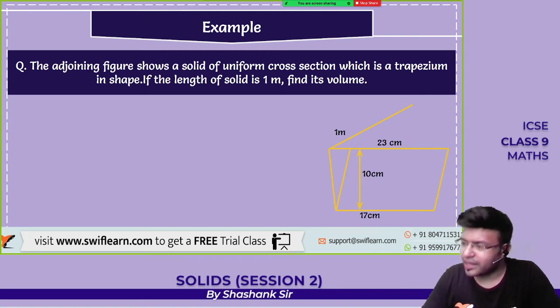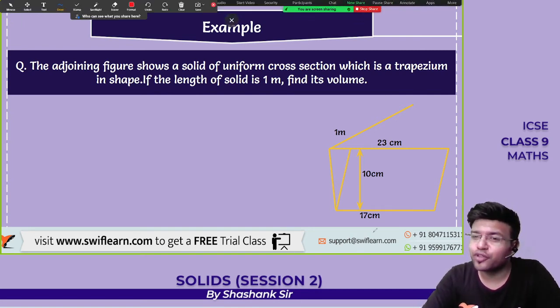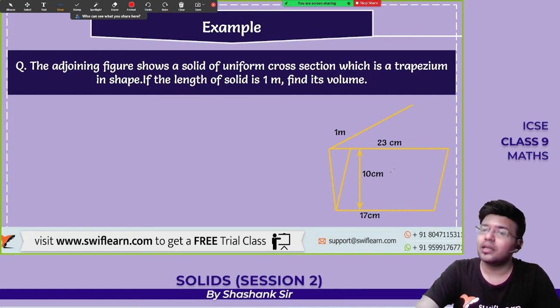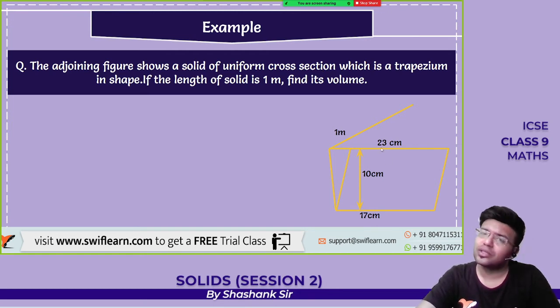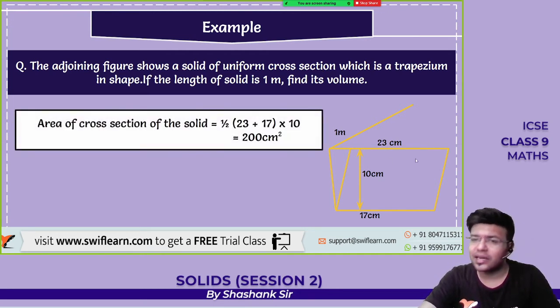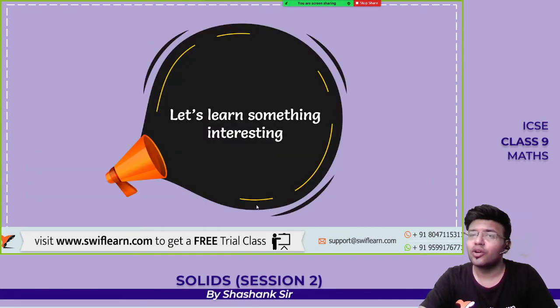So, the cross sectional area. The area of a trapezium is given by the sum of the two parallel sides, divided by 2, into the height. That will give you the area of the cross section of the trapezium. Now multiply by the length, 1 meter, which is 100 centimeters. So 200 into 100 is 20,000 centimeter cube, which is the volume of the prism.